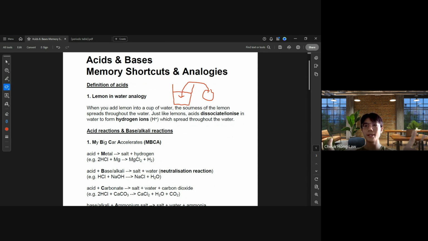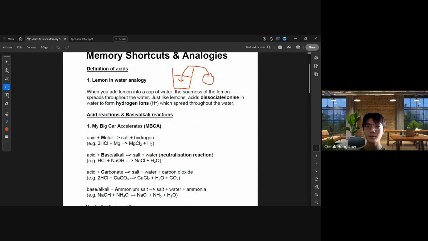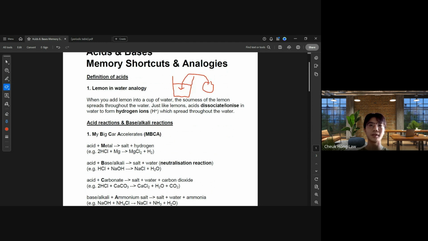So just like lemons, the acids dissociate or ionize in water to form hydrogen ions. These hydrogen ions spread throughout the water and they cause the water to be sour. So they dissociate in water to form hydrogen ions which spread throughout the water. So that is the definition of acids.